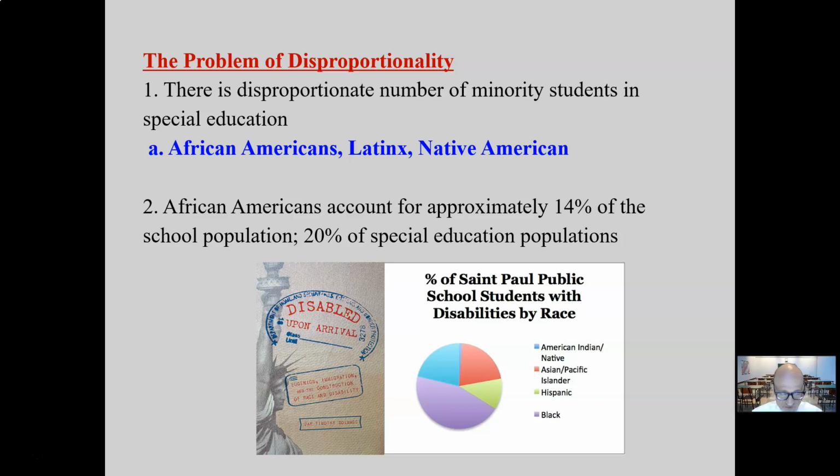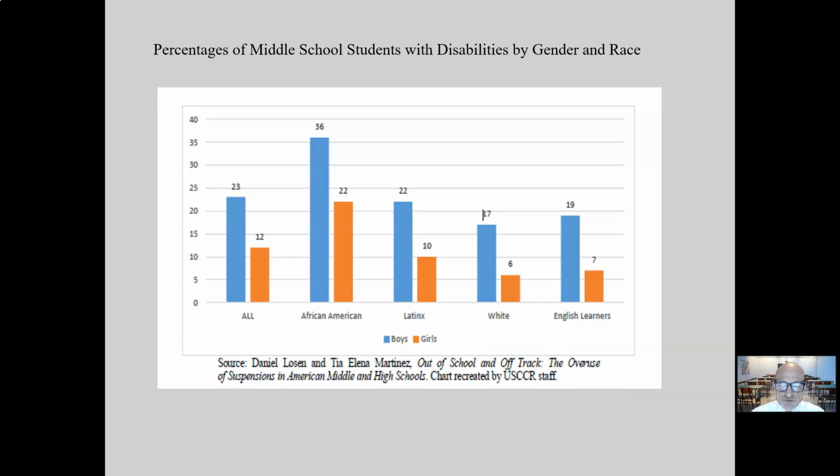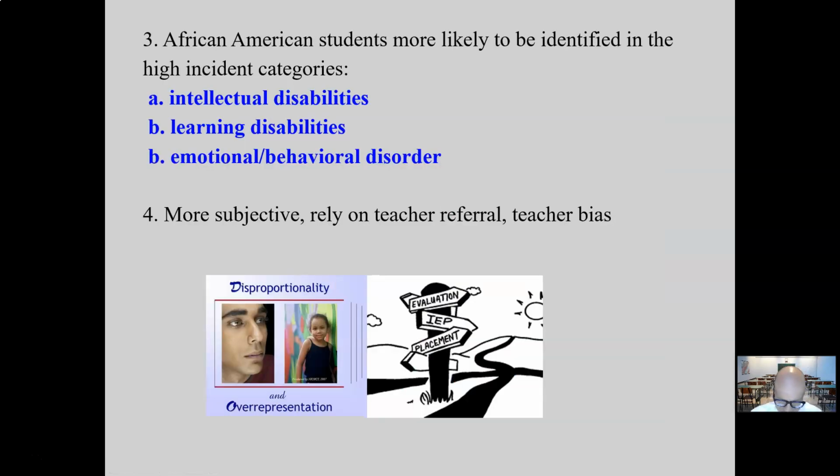African Americans account for approximately 14% of the school population. That number will vary slightly, yet 20% of the special education population. Percentages of middle school students with disabilities by gender and race. This is a percentage: African American boys and girls, Latinx, white. Disproportionality there. Why is that?